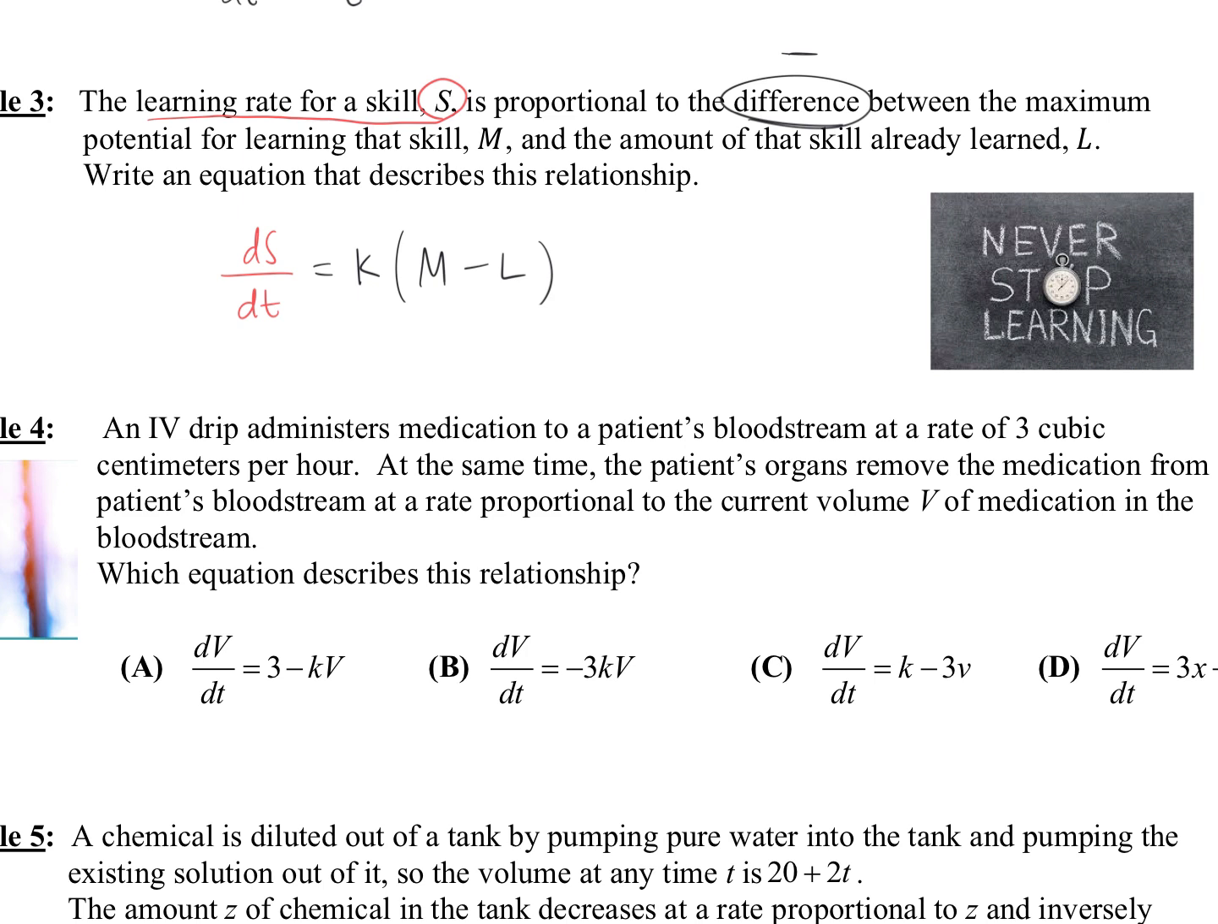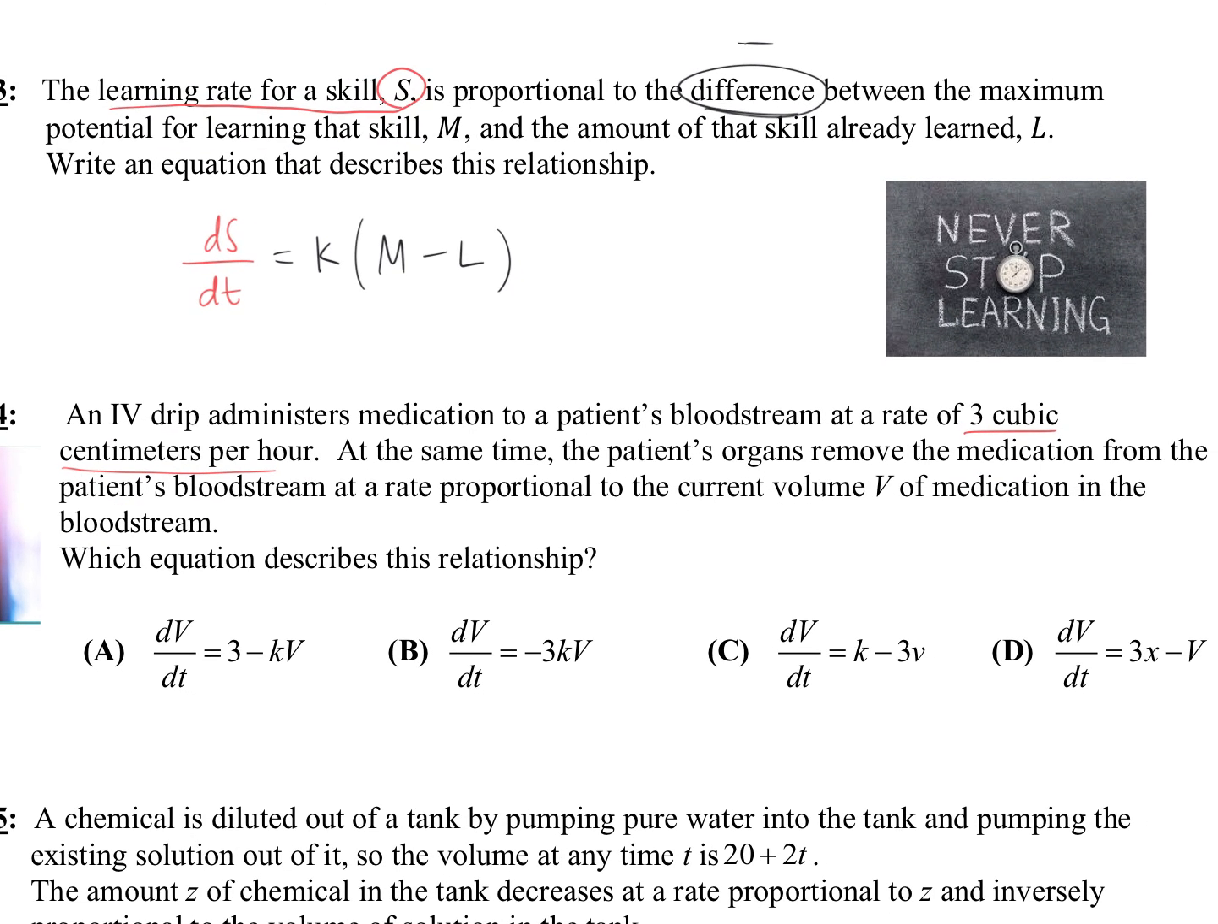Okay, example 4. We got to use our brains a little bit here. It says an IV drip administers medication to a patient's bloodstream at a rate of 3 cubic centimeters per hour. At the same time, the patient's organs remove the medication from the patient's bloodstream at a rate that is proportional to the current volume of the medication in the bloodstream. Okay, so all 4 of these options have dV dt, so I can't get rid of anything right there. But if we think about this logically, 3 cubic centimeters per hour is going in to start, right? And then the medication is coming out at a rate that is proportional to the current volume.